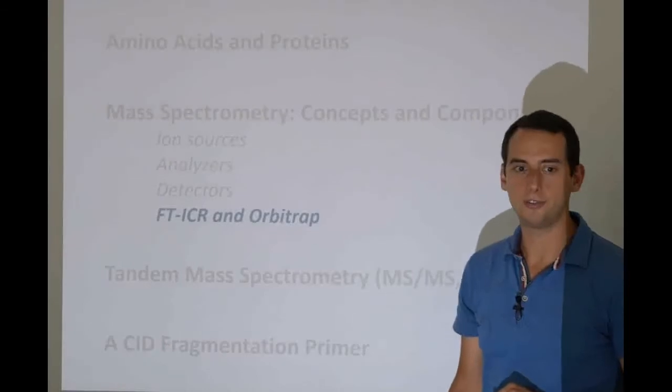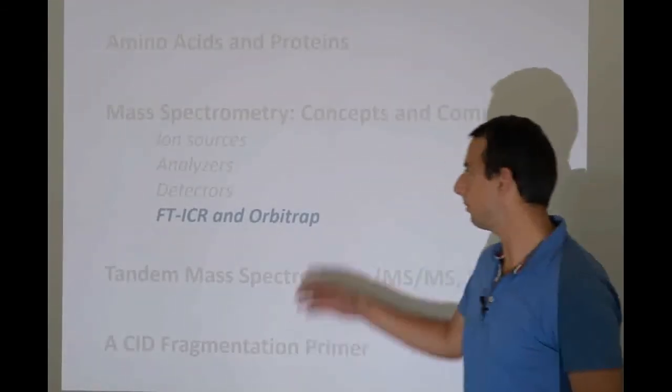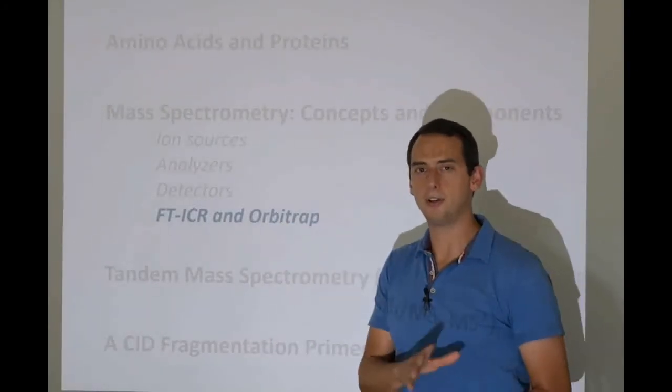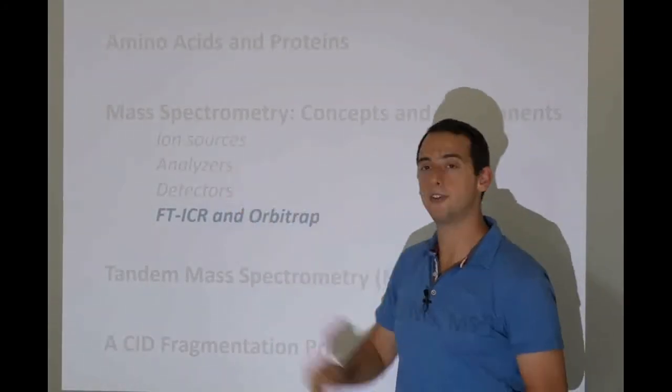With that, we come to the end of this 4th lecture, and in the next lecture we'll talk about Fourier transform, ion cycles on resonance, and Orbitrap instruments, because they're a kind of special beast. They actually combine the analyzer and the detector in one.